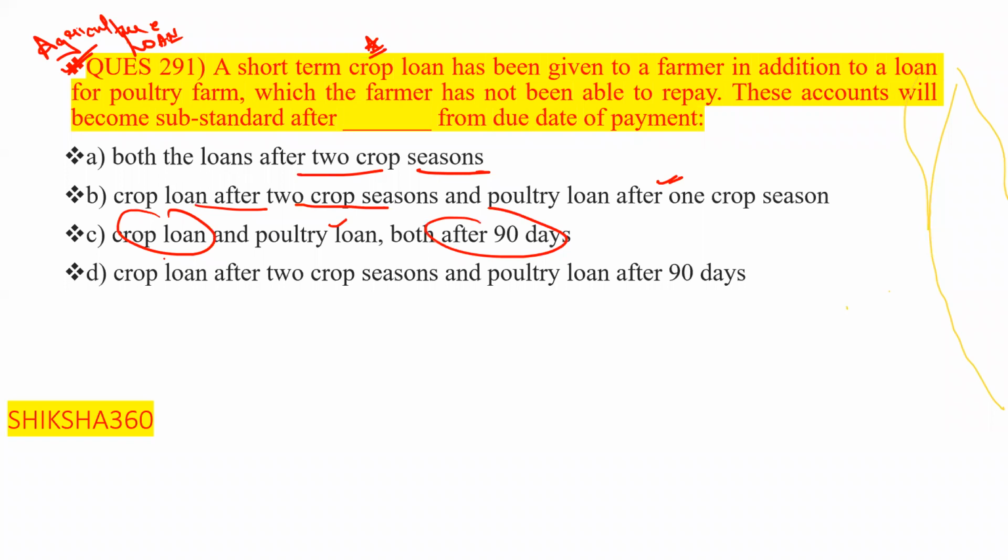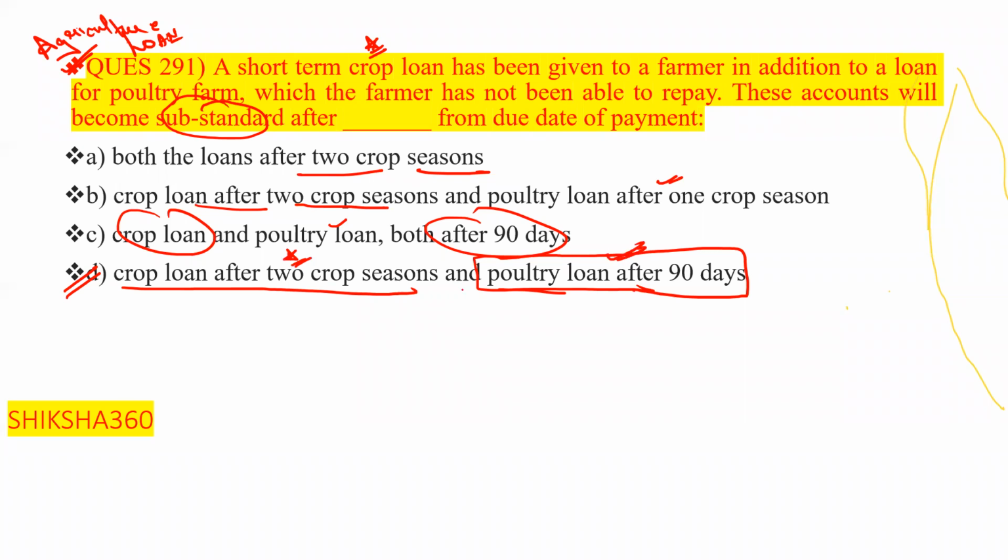The option D is crop loan after 2 crop seasons and poultry loan after 90 days. Clear? Crop loan after 2 crop seasons and poultry loan after 90 days, from the due date of payment. Clear? These accounts will become substandard. That is crop loan after 2 crop seasons and poultry loan after 90 days. Clear? So this one is our answer.